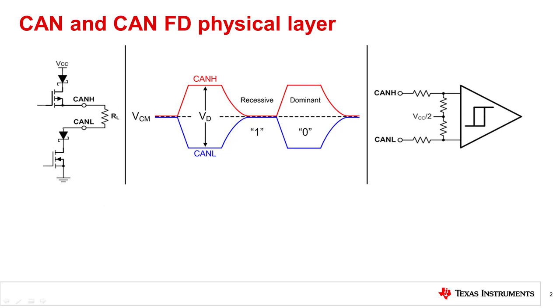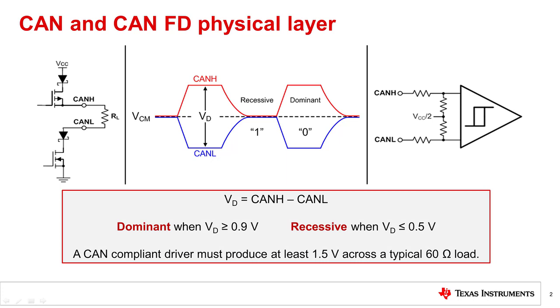The term physical layer refers to the transmission of raw bits across a network, or the lowest layer of computer networking. We have mentioned that CAN uses a two-wire differential interface. These wires are CAN-H and CAN-L, and the difference in voltage between these two wires is called VD.